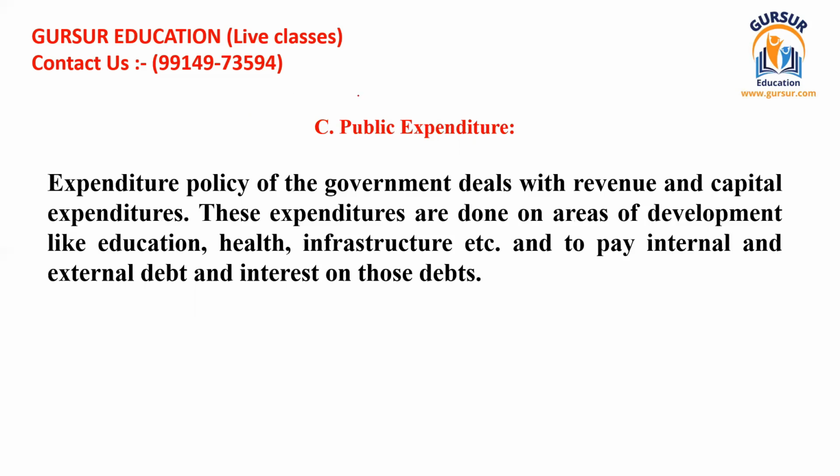The third is public expenditure. These are the sources of government expenses. Where does the government spend? Government expenses usually go to areas like education, health, infrastructure, and for the purpose of paying internal and external debts. This is known as the public expenditure system. So all these things you have to understand. I have taught you regarding three important fiscal policy instruments, and I hope you have got an idea regarding all of them.